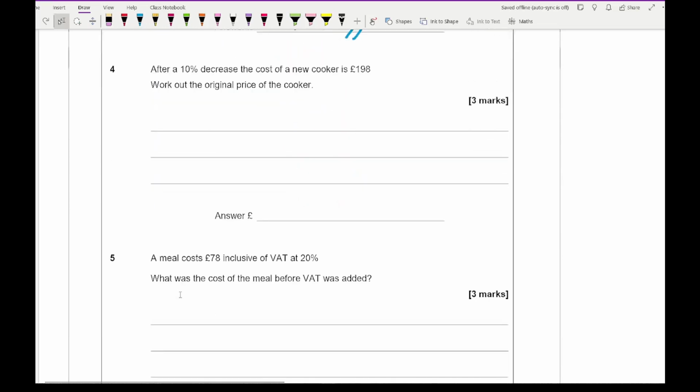Then moving on to question 4, it says after a 10% decrease, the cost of a new cooker is £198. Work out the original price of the cooker. Well, if I start with old to new, then if I'm decreasing by 10%, the decimal multiplier would be multiplying by 0.9, because I'm taking away 10% from 100, which is 90, as a decimal is 0.9.